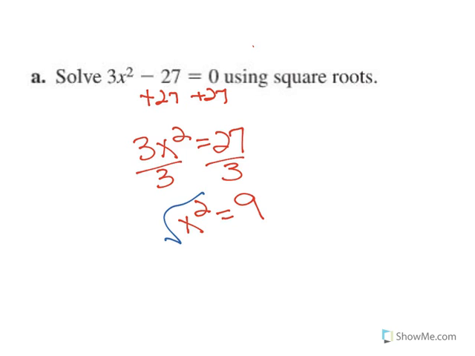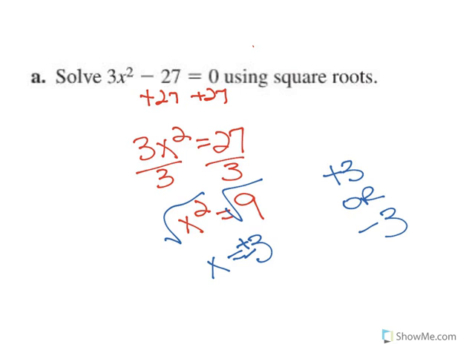Now we can take the square root of both sides. Square root of x squared is x, that's the whole point, and the square root of 9 is 3. So you'll notice that we said 3. However, 3 times 3 is 9, right? But 9 is also negative 3 times negative 3. So our answer is really positive 3 or negative 3. And the way we write that is we put a little plus minus sign in front of our number.